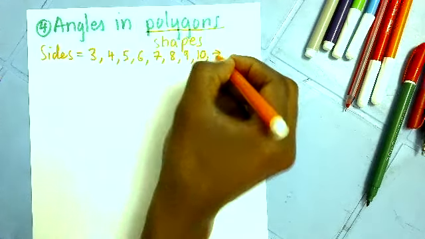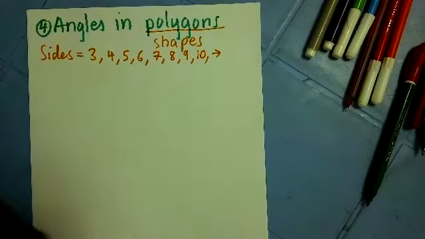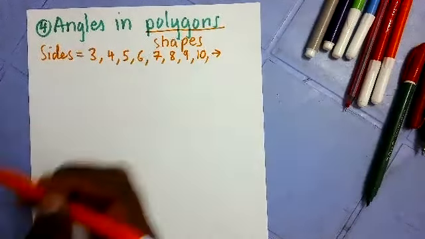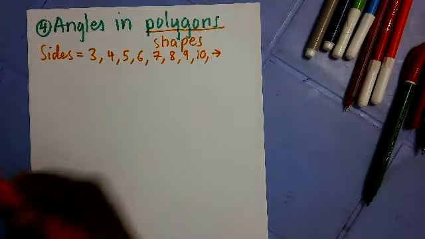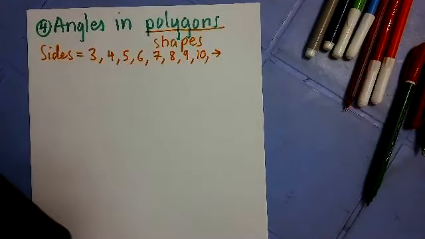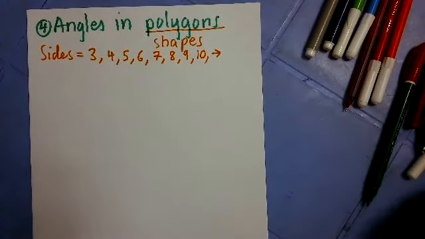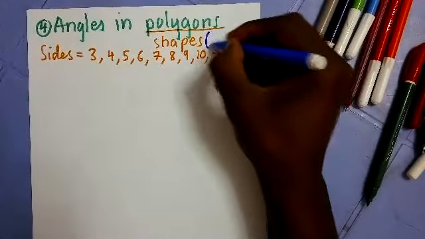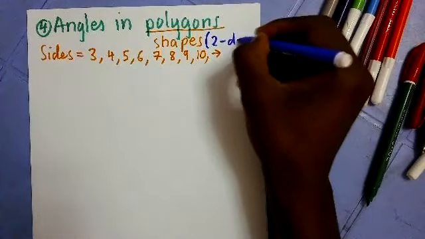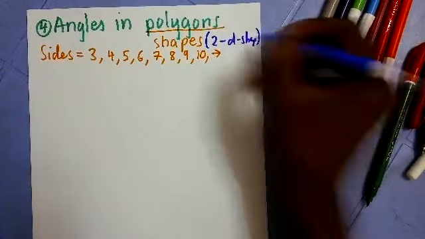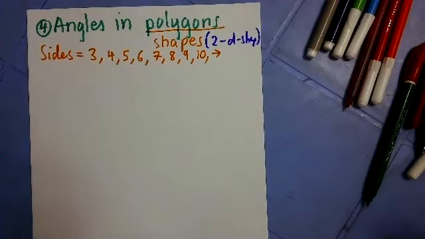We have more shapes which I will send you to the internet to find for me, all the shapes which are continuing. Shapes which have 11 sides, 12 sides. I want you to know their names. So that is your homework. Basically, we are looking at 2D shapes here, and we have got shapes with many sides.